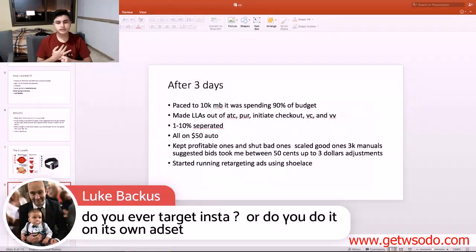So I made the lookalikes out of add to cart, purchase, initiate checkout, view content, and video views. I separated 1 to 10%, like one alone, two alone, three alone, all on 50 for the lookalikes. Kept the profitable ones after 1 day and shut the bad ones. Scaled good ones to 3K manuals, suggested bid. It took me up like 50 cents to $3 adjustments with the bids. Then started retargeting ads using Shoelace.